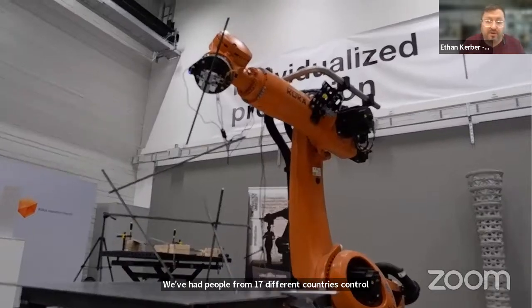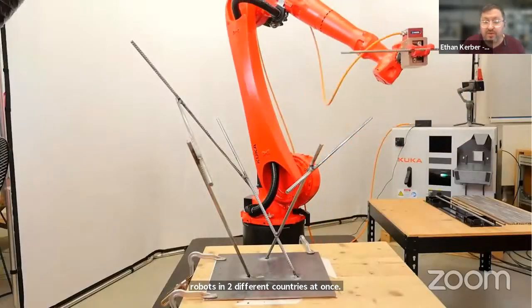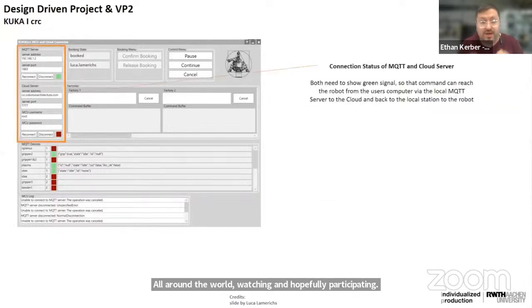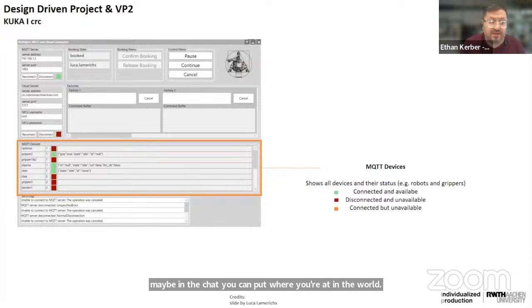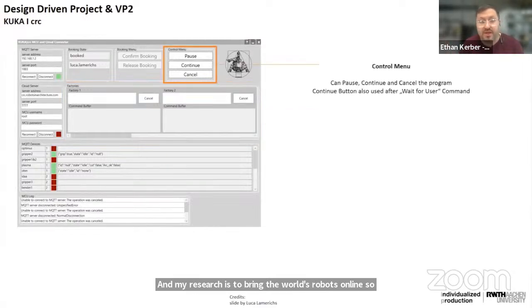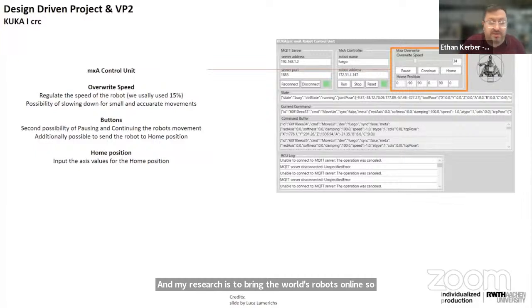And today I want to know where you are from all around the world watching and hopefully participating. So maybe in the chat, you can put where you're at in the world. I think this is going to be a really international audience, and I love that. Part of my goal in my research is to bring the world's robots online so that you can be on a beach in Bali and still be fabricating in a facility somewhere in Europe.